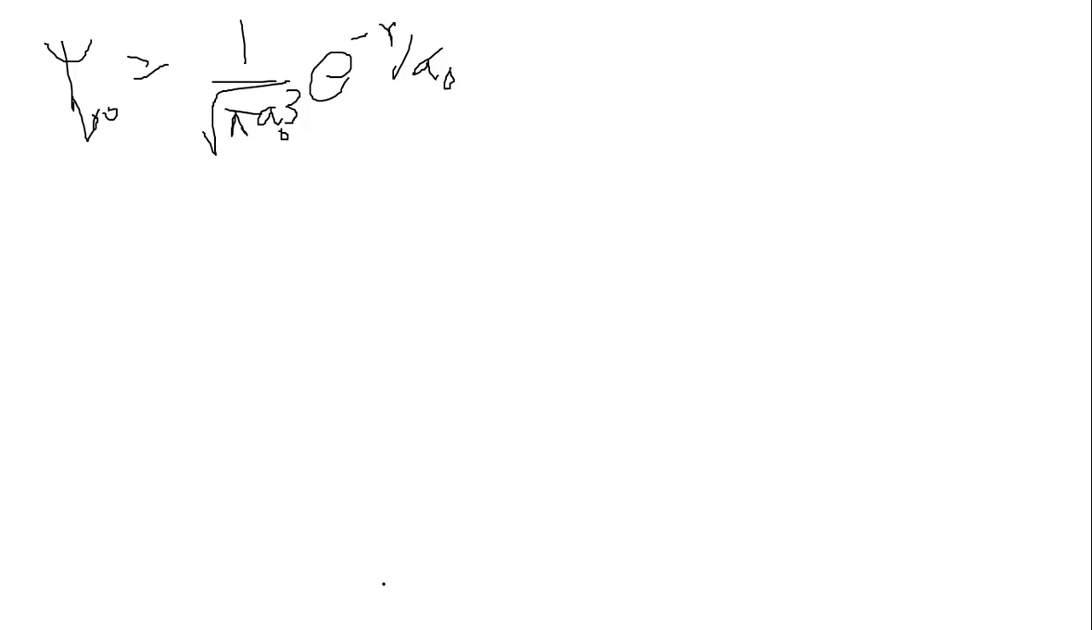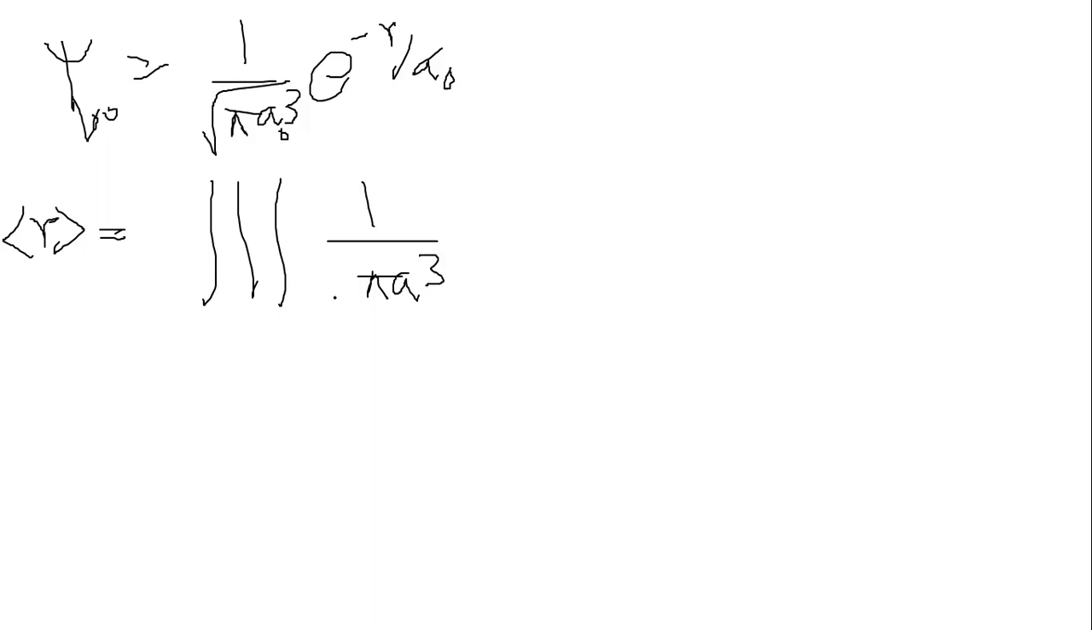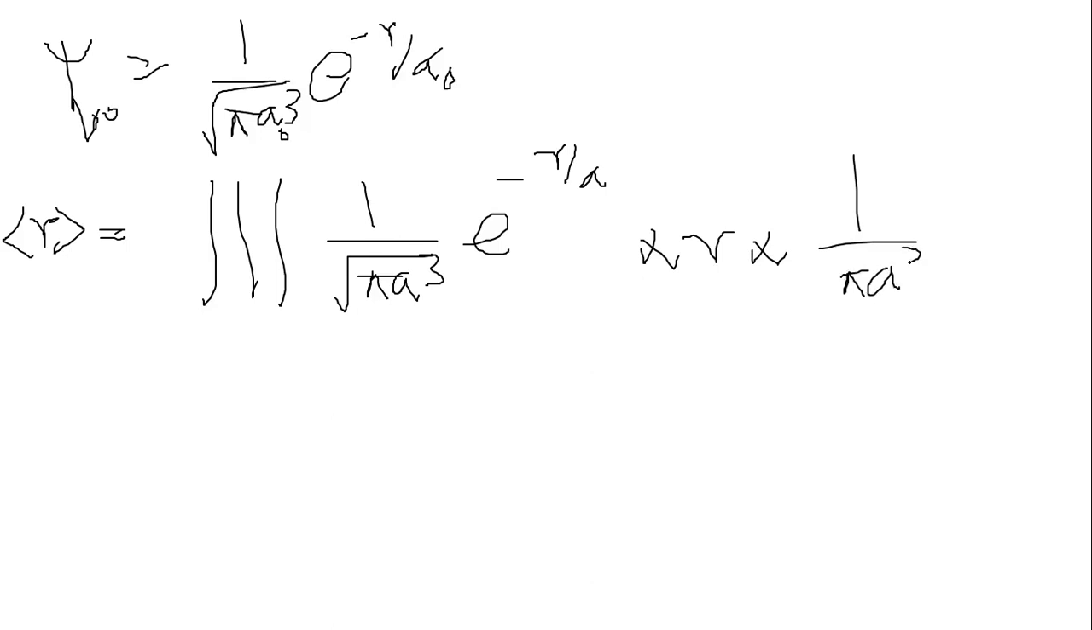So when you integrate it, what will be the expectation value? The expectation value of r will be the integration of psi star, which is 1 by root over pi a cube e to the power minus r by a, into r, into psi, where psi is 1 by root over pi a cube e to the power minus r by a, dr.